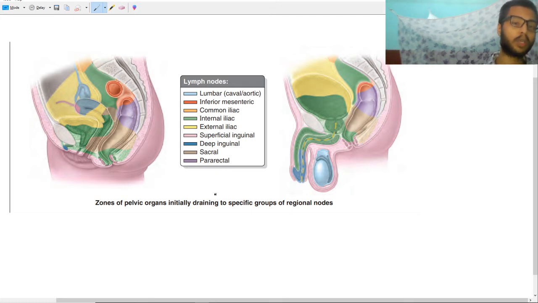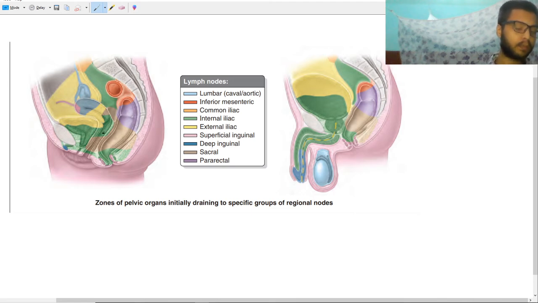Now we are going to talk about superficial inguinal lymph nodes. So what are the structures that drain to superficial inguinal lymph nodes? From the lower limb, superficial drainage of the inferolateral quadrant of the trunk, including anterior abdominal wall inferior to umbilicus, gluteal region, and superficial perineal structures, okay. So these drain to superficial inguinal lymph nodes.